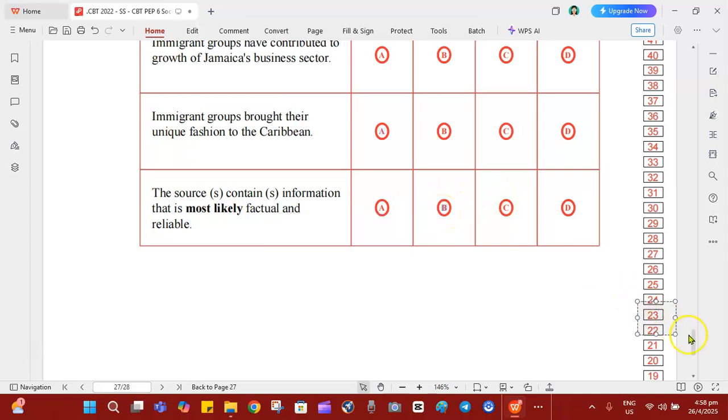Alright guys, so this is the end of the 2022 Social Studies Curriculum-Based Test paper. I have gone through 1 to 40, and I hope you would have understood what was done. Play the video slower so that you can get a better gist of what was done. And I will see you in the next video. Bye.